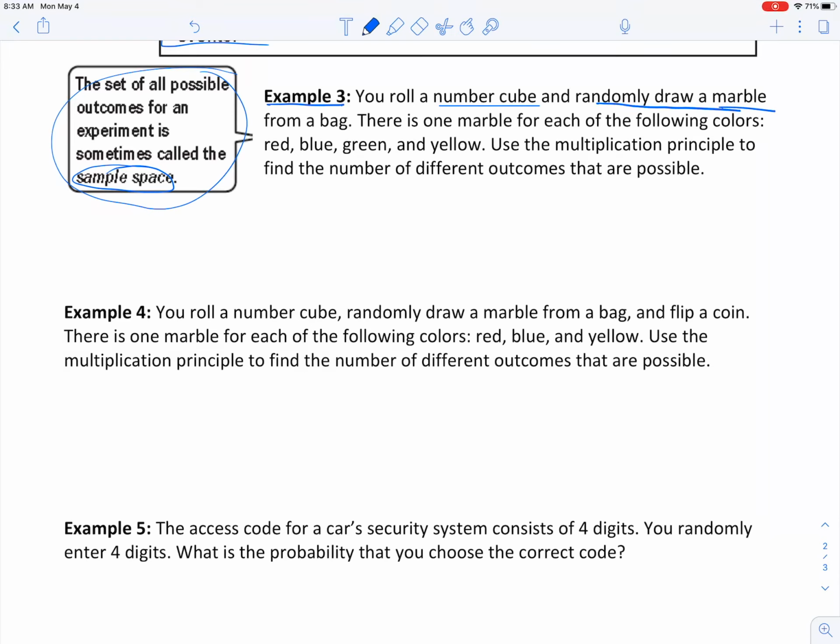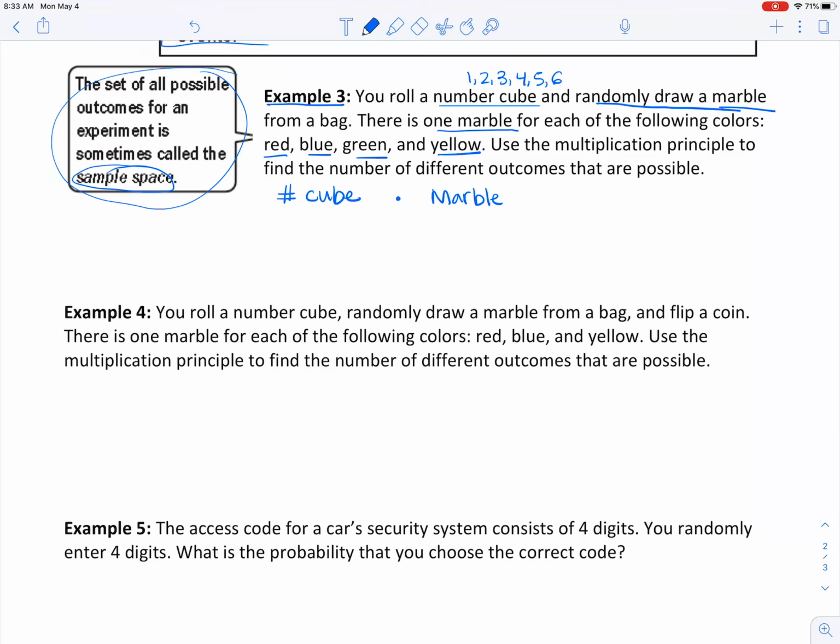It says you roll a number cube and you randomly draw a marble from a bag. There is 1 marble for each of the following colors: red, blue, green, and yellow. Use the multiplication principle to find the number of different outcomes. So the very first one is the number cube. We're going to take the possible numbers in the number cube, and we're going to times it by how many marble colors there are.